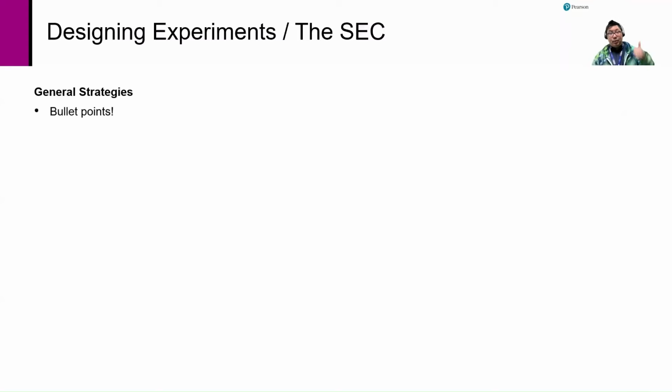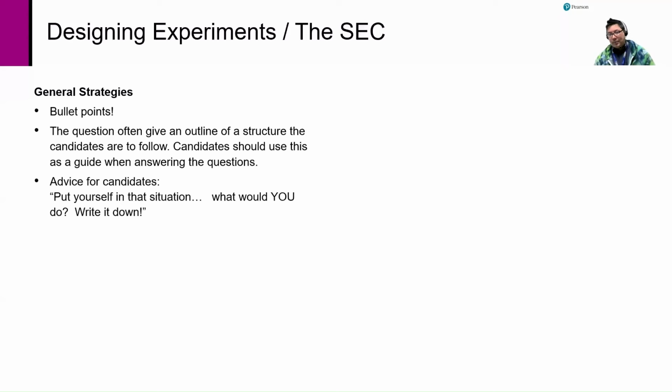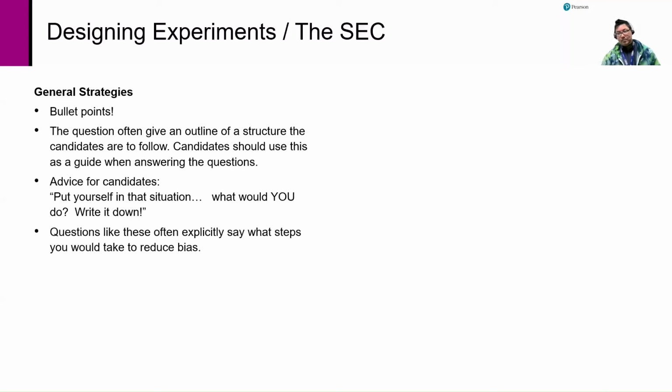General strategies here, bullet points again. The question often gives an outline of the structure that candidates are expected to follow, and candidates really should use that as a guide when answering the questions. My advice to candidates is, if you don't know what to do, put yourself in that situation. What would you do? And then just write it down. That's what it is, just write it down.